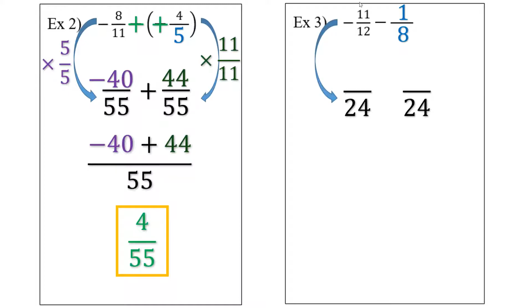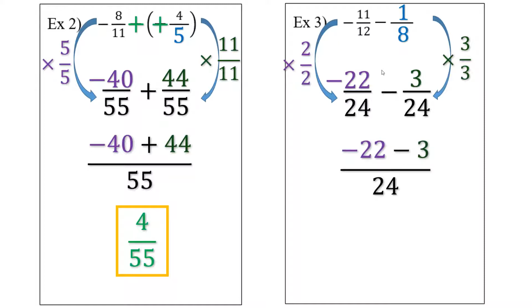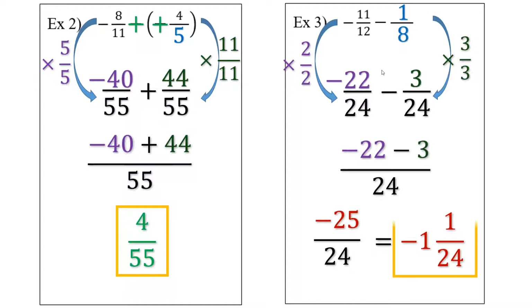Well, to change 12 into 24, we multiply by 2. So 11 times 2 will give us 22, and it's a negative. And then 8 times 3 is 24. Therefore, 1 times 3 is 3, and it is a negative. So we have negative 22 minus 3. They're both negative, meaning we're going to add them. So we get negative 25 over 24. And then you would change that to a mixed number, negative 1 and 1/24.